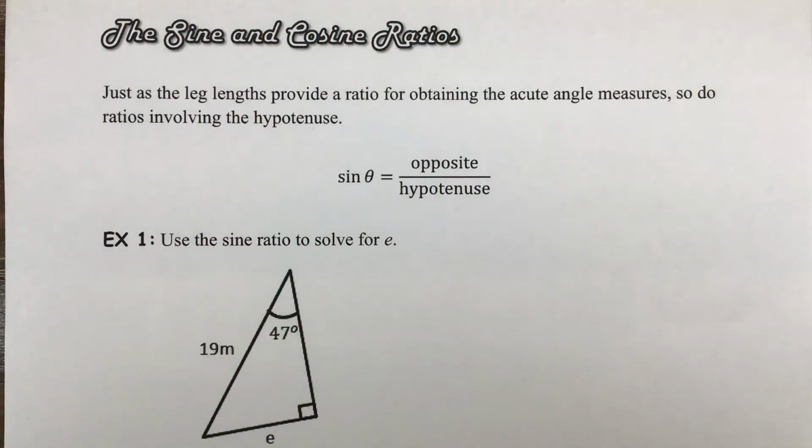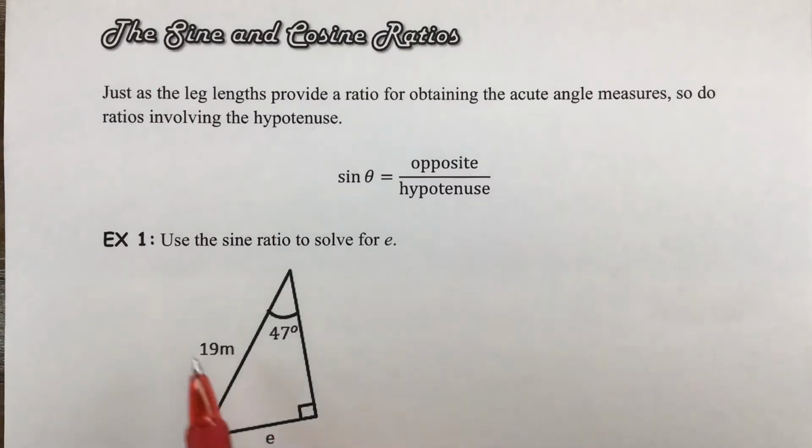The sine and cosine ratios. Previously, we had looked at the tangent ratio, and the tangent ratio was used to build a relationship between the acute angle measurements within a right triangle and two of the sides that we have, which we had called the opposite and the adjacent. The opposite and the adjacent were described with respect to where the chosen acute angle measure would be in the picture.